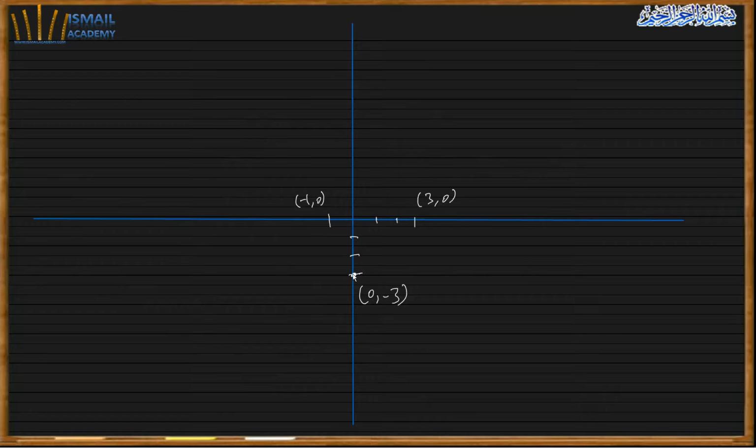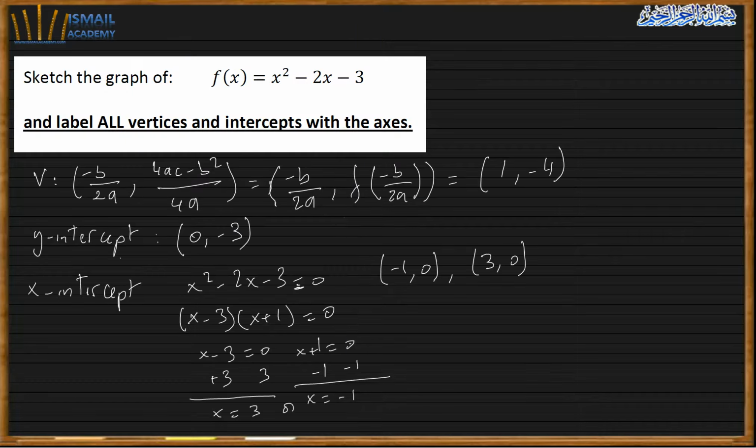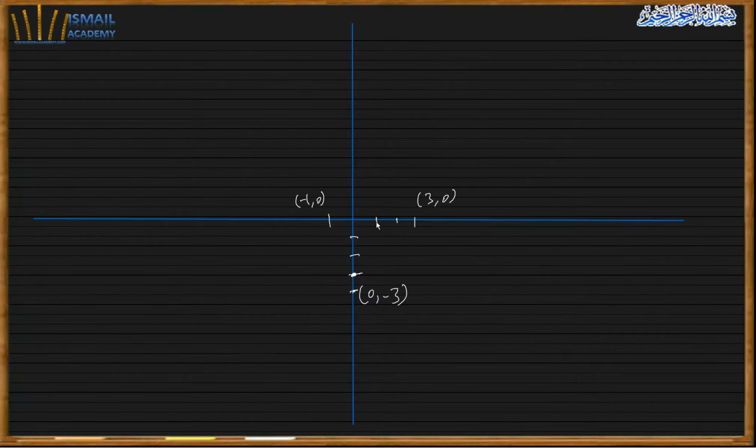Now I know my vertex. Oh, I need to write down my vertex first. My vertex is 1, -4. So 1, -4. So let me put this one here, 0, -3, and change this one to 1, -4. So this is again on the same location as my vertex.